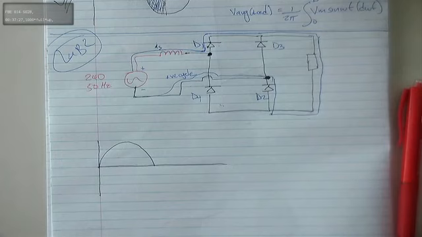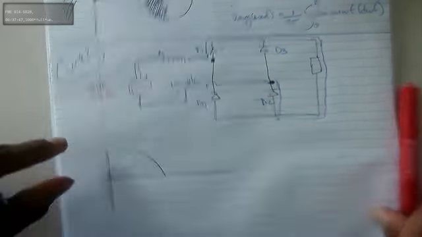Now when it comes to the negative cycle, we have voltage, it's not zero, we have voltage but it is on the negative side. So what happens during the negative cycle, please note this down.